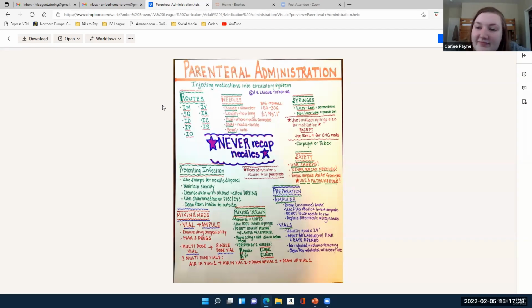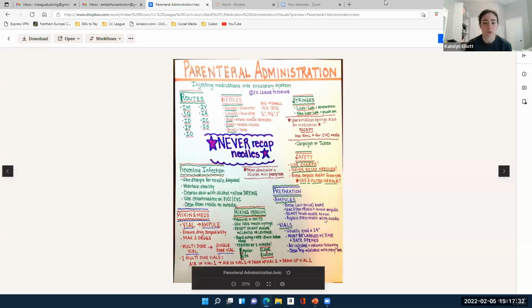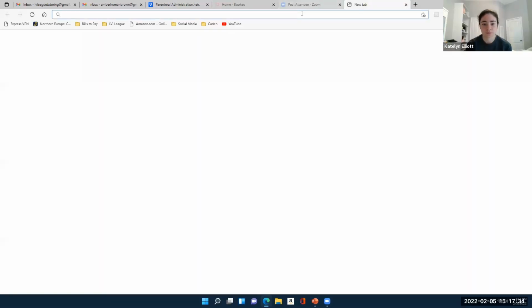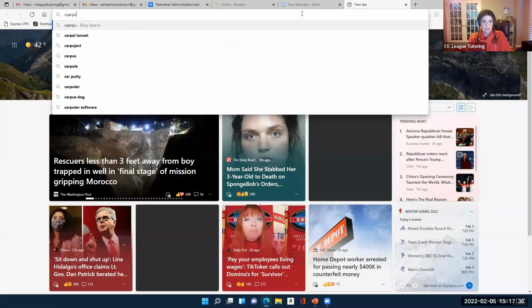Okay. Do y'all know what a Carpuject or a Tubex is? No. Okay, let me show you what this looks like. Y'all have probably seen them in practice.